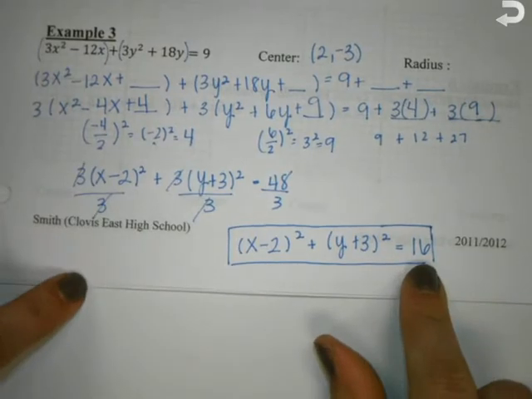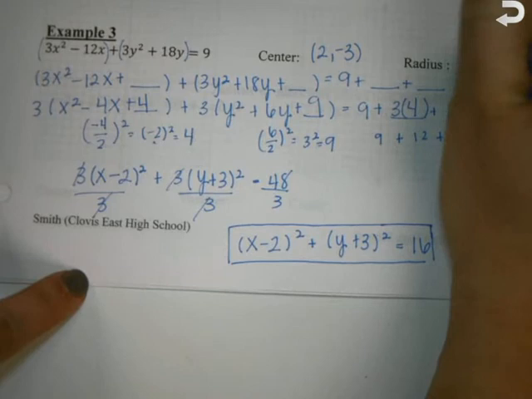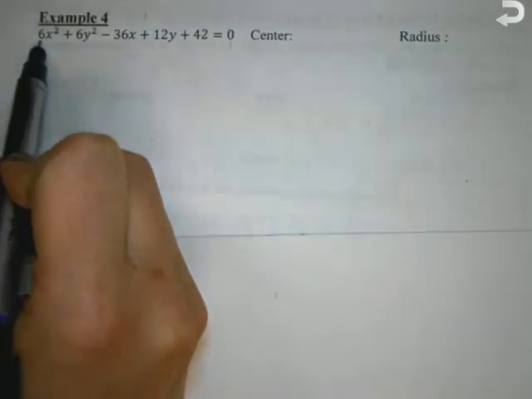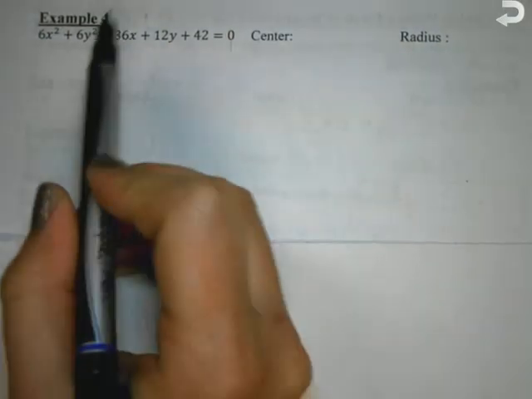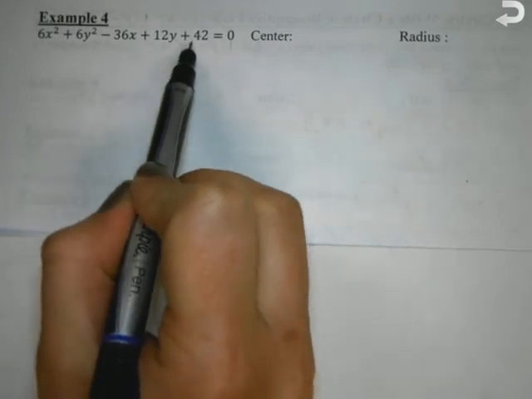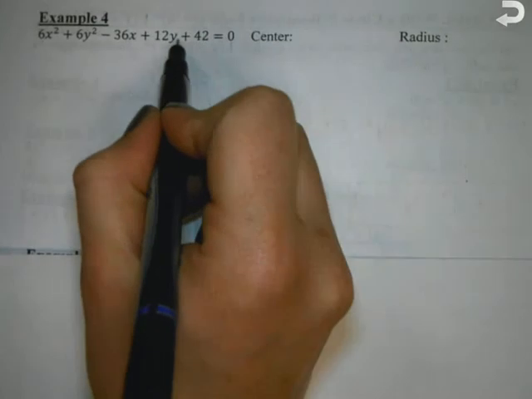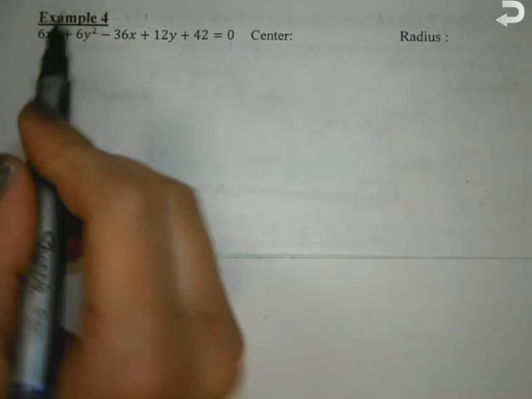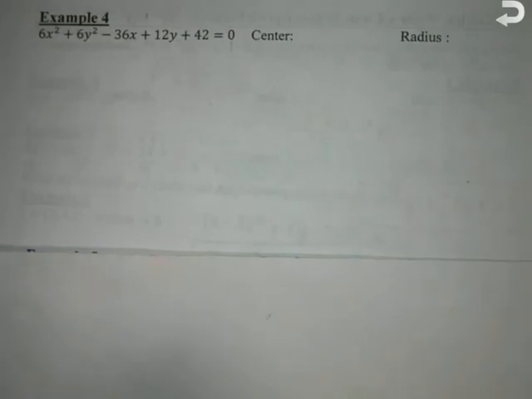Example 4 is exactly like example 3, except for one thing different. Here I have 6x squared plus 6y squared minus 36x plus 12y plus 42. What's different here? I have a plus 42 and what else? They're all mixed up, right? But we can mix it back to the way we want it, correct? What do you want to do first, though? Subtract 42. Yeah, let's get rid of that 42. Move it to the other side.